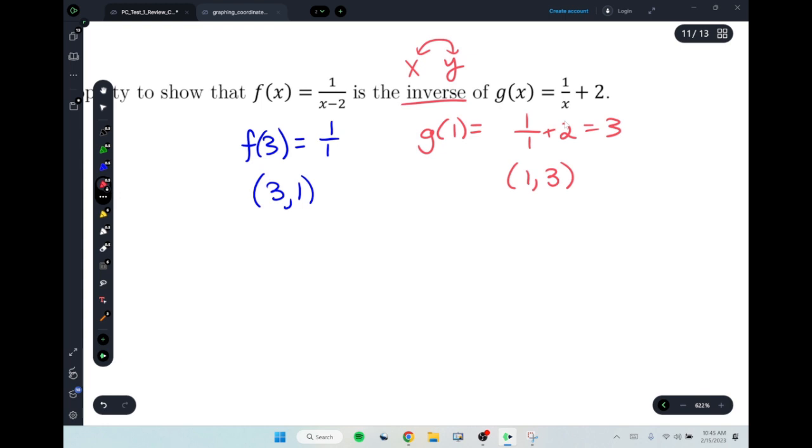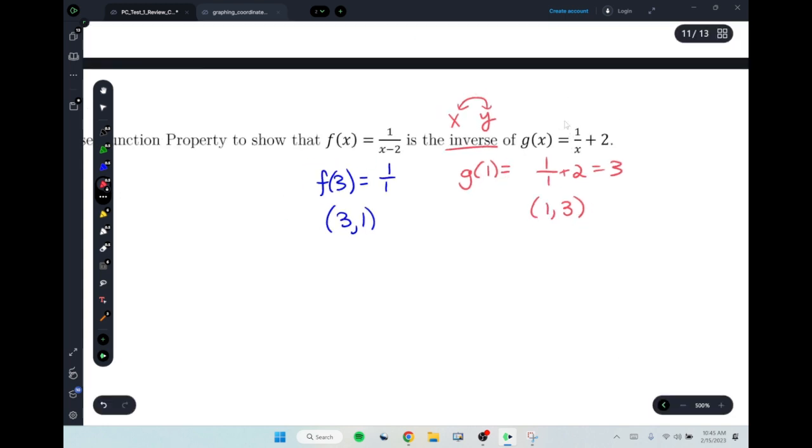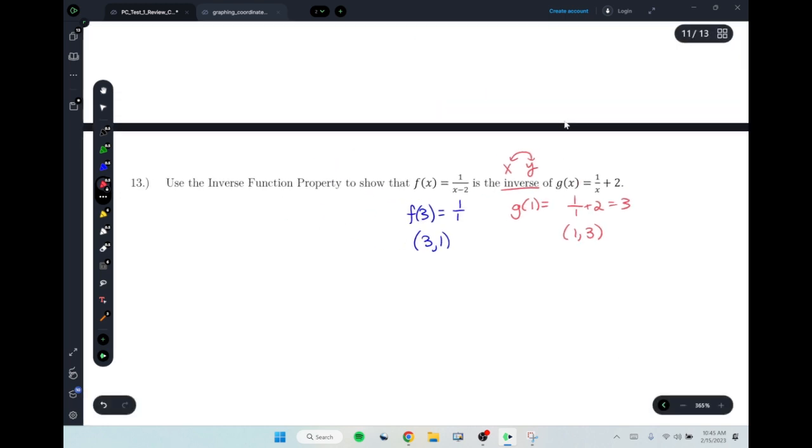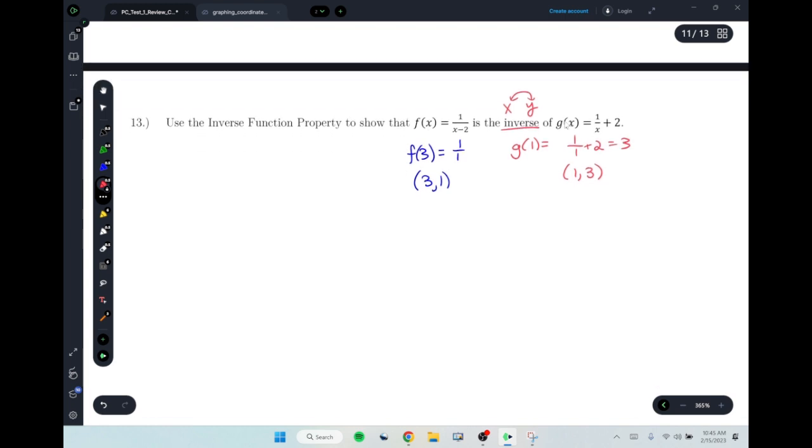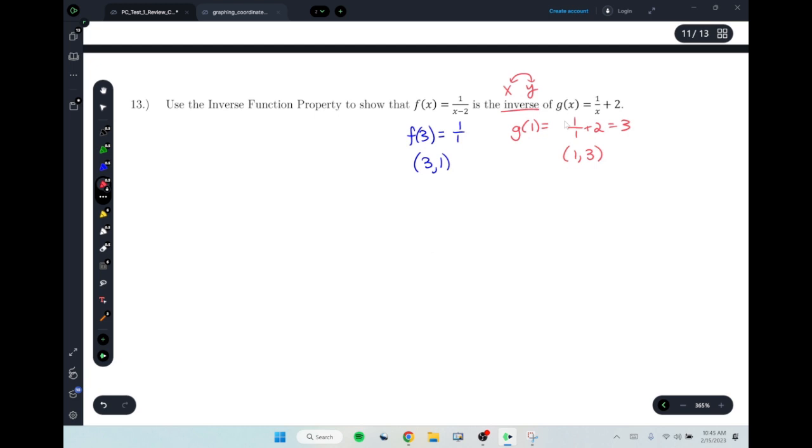Okay. That's not a proof. That's just seeing, oh, I think these are inverses. It's not a proof, but that's pretty darn good. I'm pretty sure these are inverses. There are still three or four things we could do to really check.